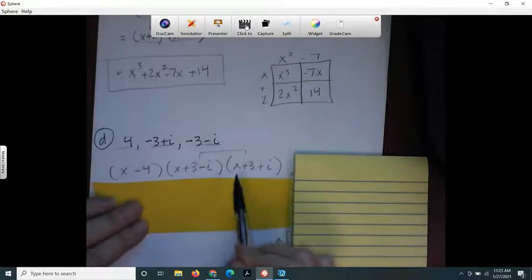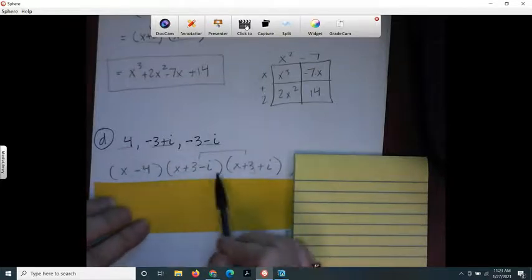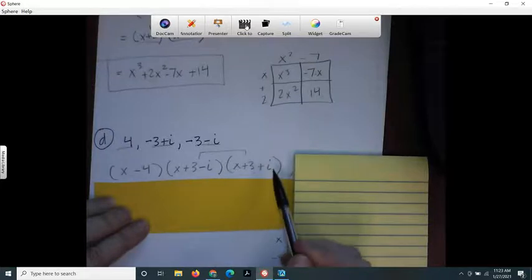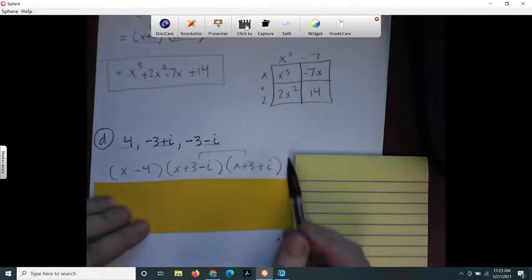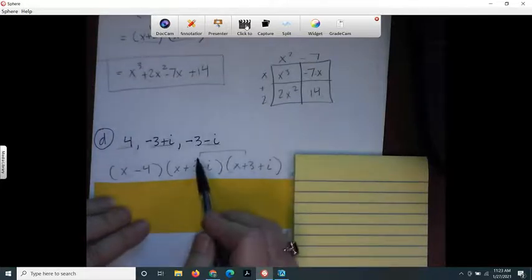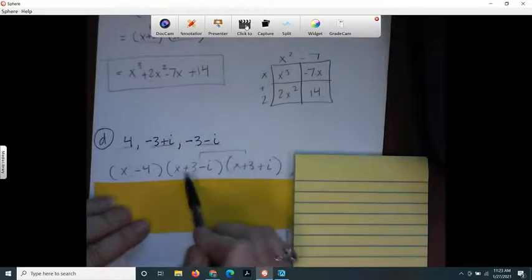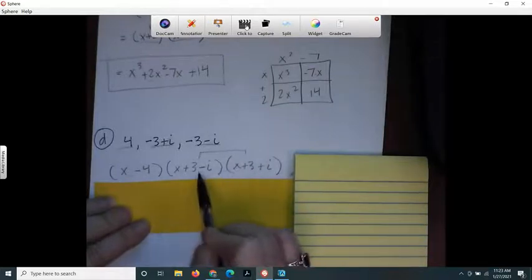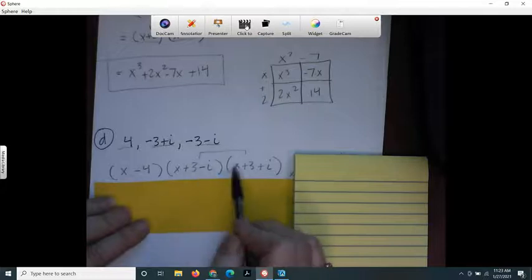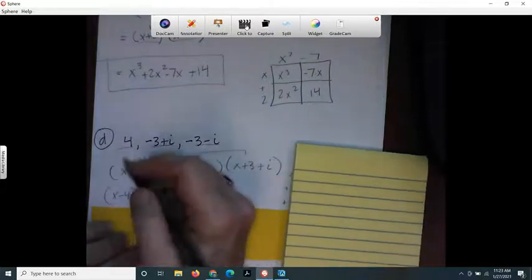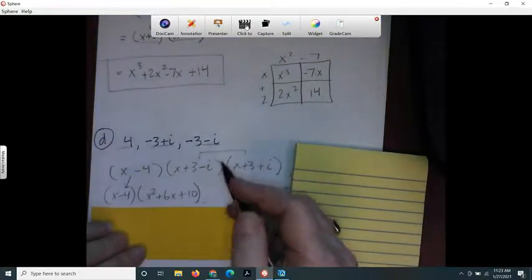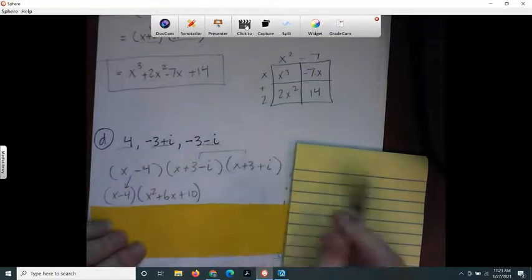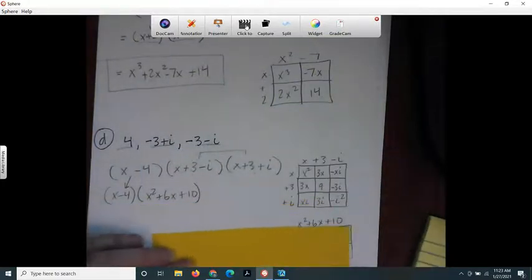Now I have lots of stuff to multiply together. I have 3 factors to multiply together. The easiest way is to take the complex ones. They're sort of conjugates of each other, so you want to multiply those together first. I'll leave this x minus 4 alone, and then I want to multiply these together, so I'm going to grab an area model box to do that.